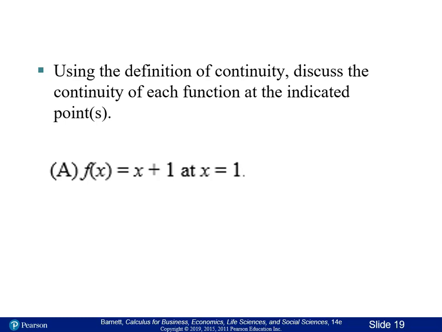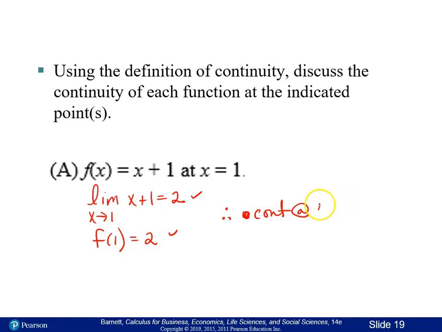This one is very similar to what we did before. This is just a line. So if we look at the limit as x goes to 1 of x plus 1, that's going to be 2. F of 1 is also 2. And since those two are equal to each other, we could say therefore it is continuous at x equals 1.